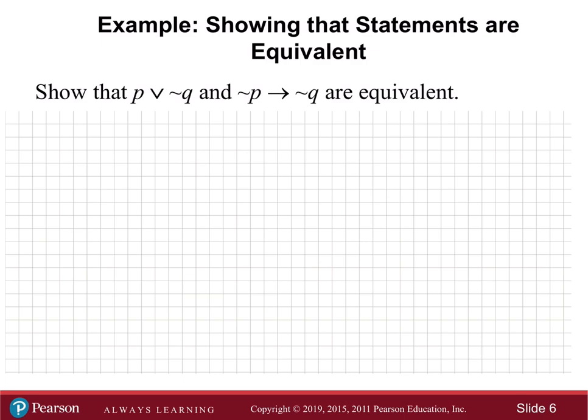In either case, it looks like we have two simple statements. So we're going to need 2 to the power of 2 rows. Long story short, we're going to need 4 rows altogether. So we have P versus Q.